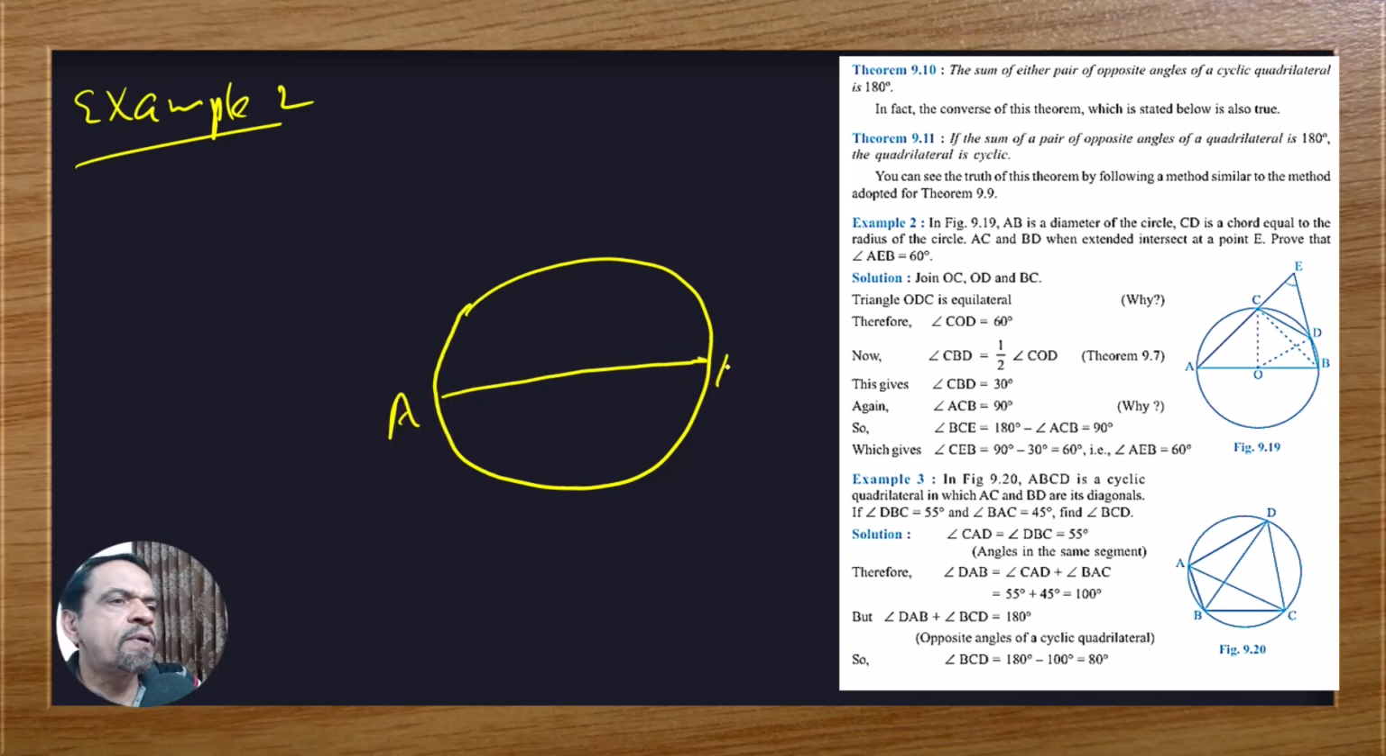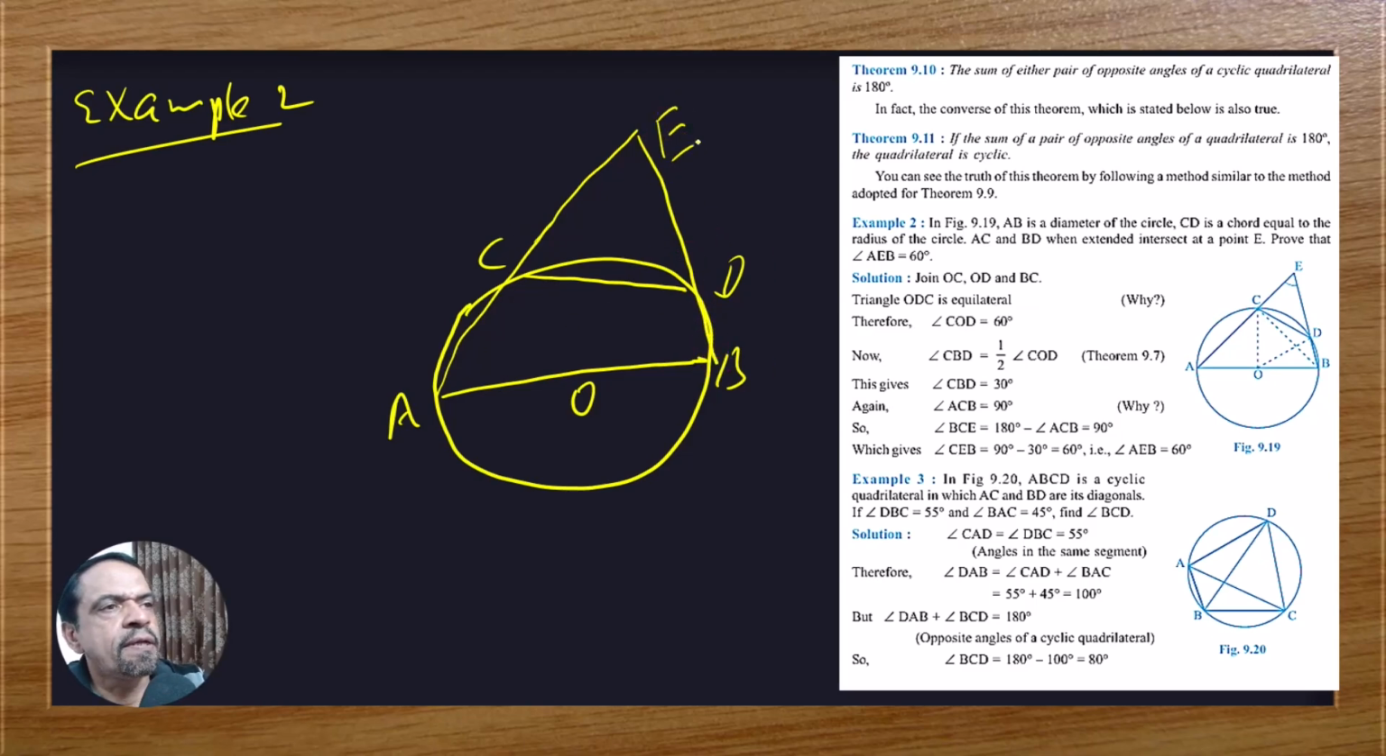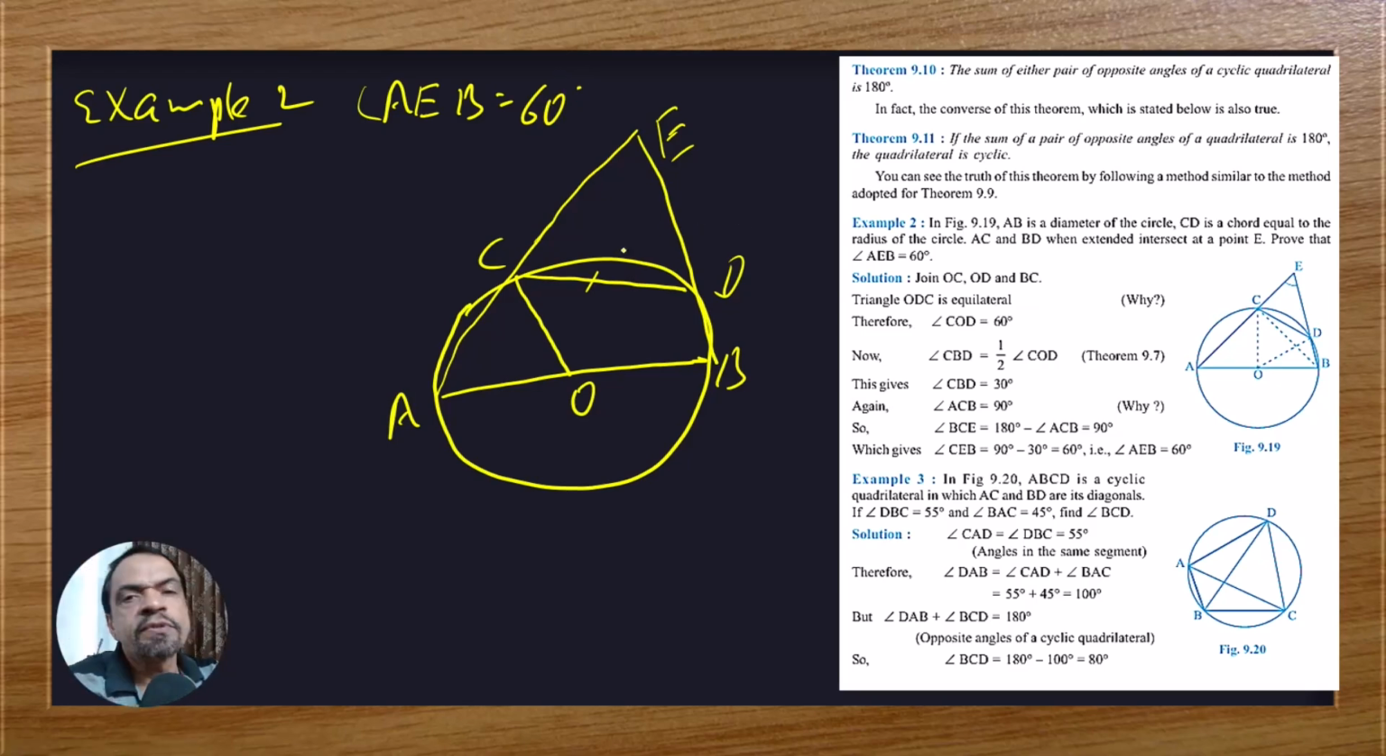In example 2, it is given that in a circle AB is a diameter, O is the center, and CD is a chord. This is extended to E, and it is given that chord CD is equal to the radius, and we have to prove that AEB is 60 degrees. Sometimes in question papers I have seen the question asking to find the angle AEB instead of proving. So we have to find angle AEB, or prove it is 60 degrees.